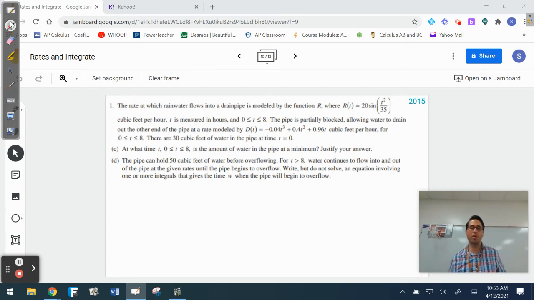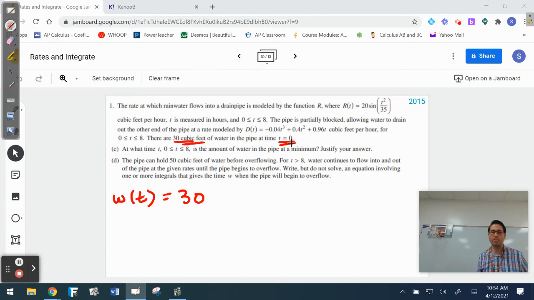So this is the big one. This is worth 3 points. At what point in time is the water in the pipe at a minimum? Well, remember, I got to create a function. I'm going to call it W of t. That's the water that's in the pipe, the total amount of water. Now, remember, the total amount of water in that pipe, you got to account for your initial amount, which was 30 at time t equals 0.